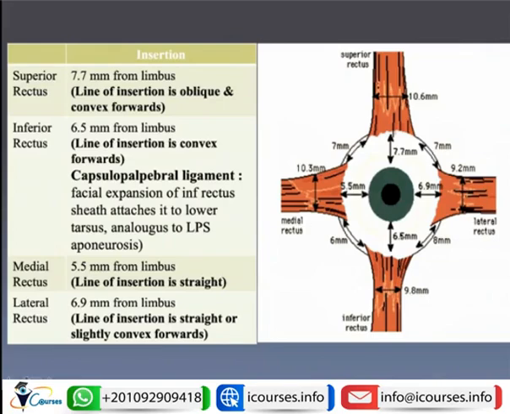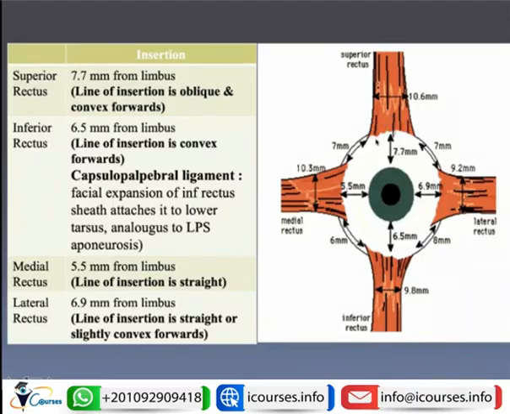These are the distances between the insertion of the rectus muscle and the limbus. This is of extreme importance for the exam and for practice. So you need to know where the muscle is located. And this can be summarized by starting from the medial rectus. It will be 5.5 for the medial rectus, 6.5 for the inferior rectus, 6.9 for the lateral rectus, and 7.7 for the superior rectus.